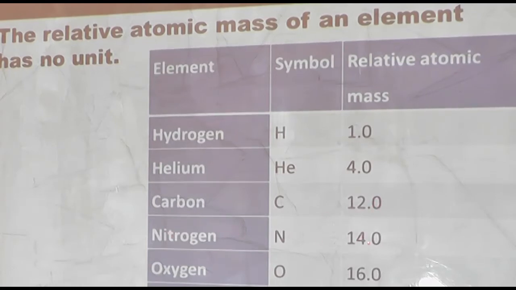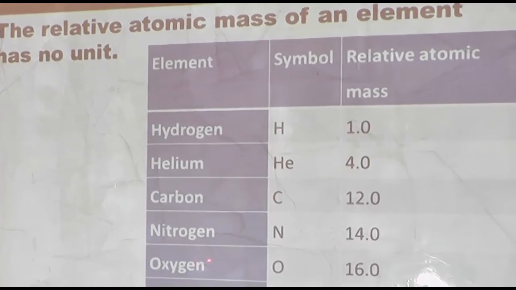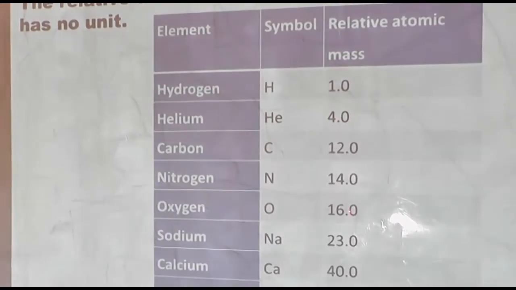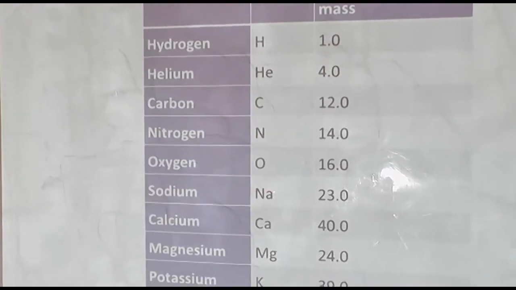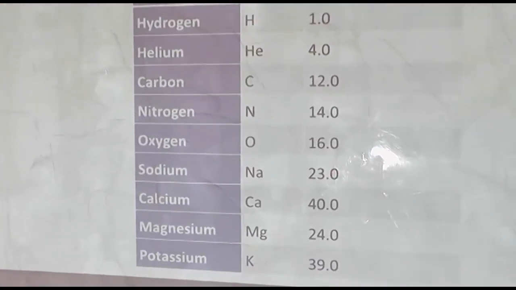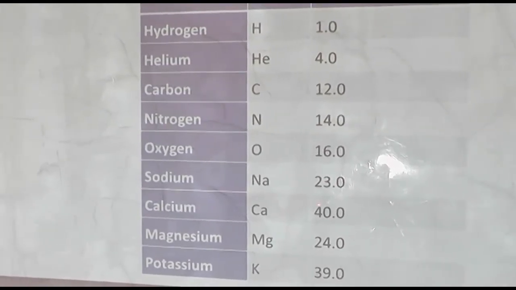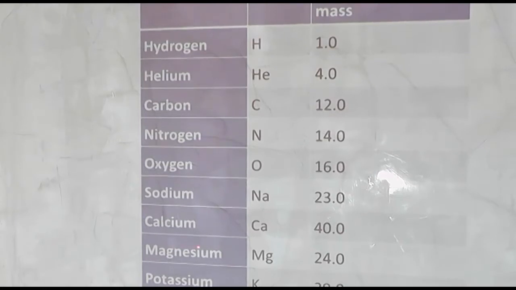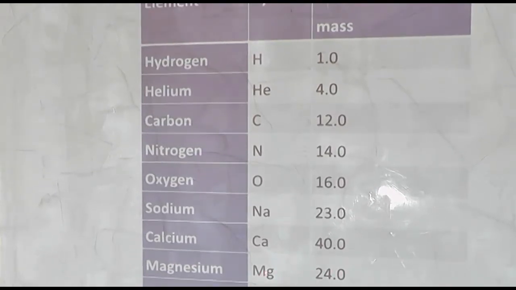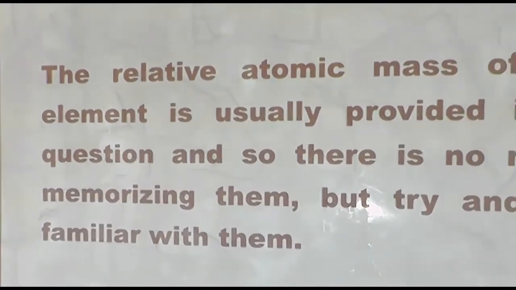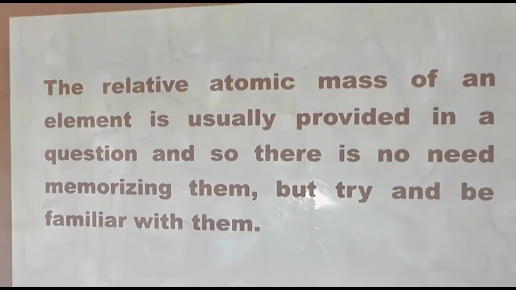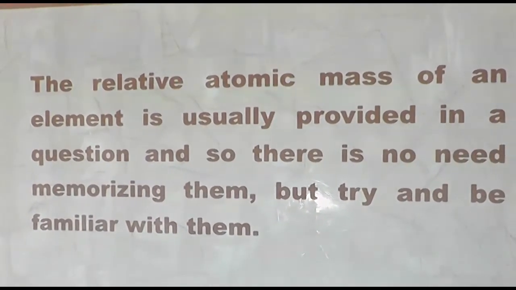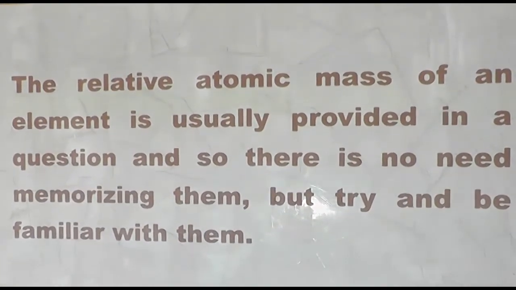Nitrogen, N, 14.0. Oxygen, O, 16.0. Sodium, Na, 23.0, calcium, Ca, 40.0, magnesium 24.0, and the symbol is Mg. Potassium, K, from kalium, we have 39.0. All the relative atomic masses of these elements are based on the carbon-12 isotope.